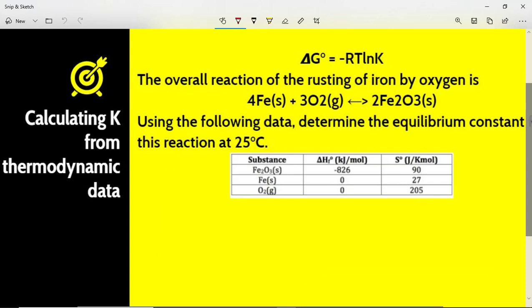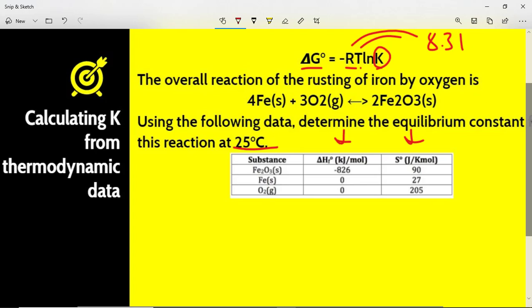The overall reaction of the rusting of iron by oxygen is given by this particular equation. Using the following data, determine the equilibrium constant for this reaction at 25 degrees Celsius. So a couple different things that we're going to have to do here. The first thing we need to do is figure out what we're solving for. So we're solving for K here. In order to know K, I need to know T, R, and delta G. Well, I know this value, and I know that value, because we have a temperature here, and the R value, 8.31.